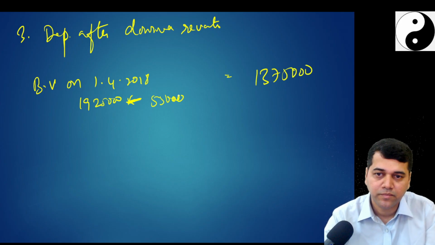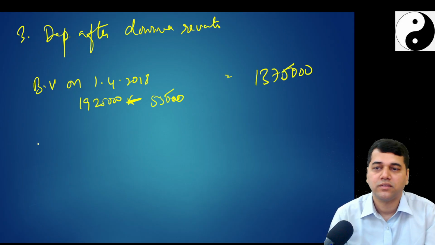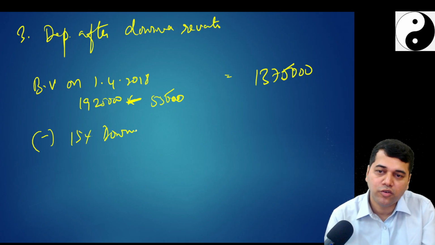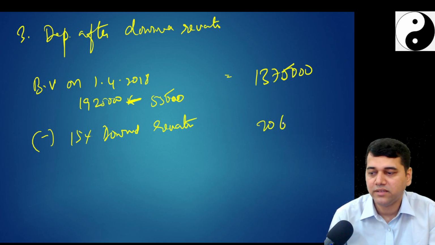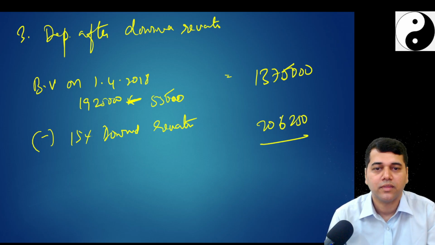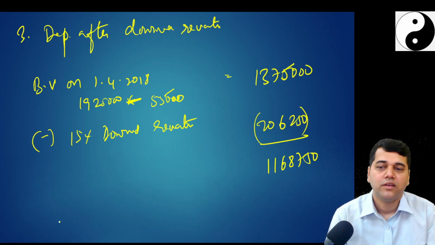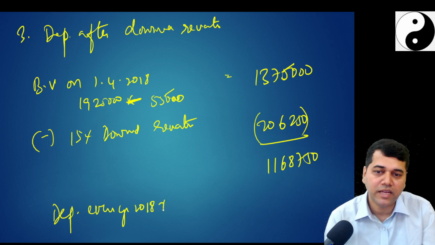Clear? Now, this got downward revaluation by how much? Minus 15% downward revaluation, 2,06,250. Book value is 11,68,750. What is my depreciation every year from 2018-19 onwards?